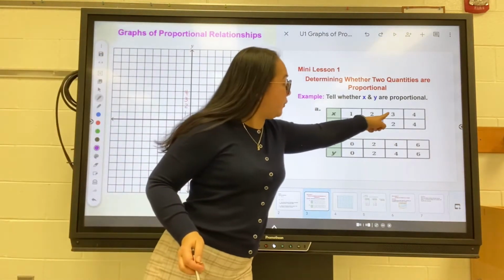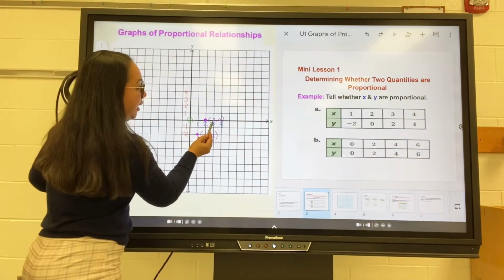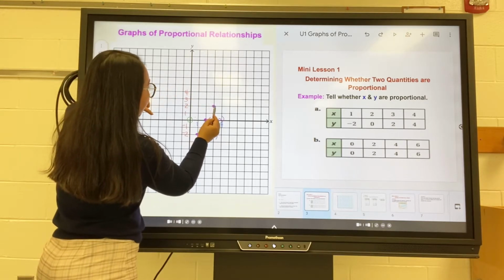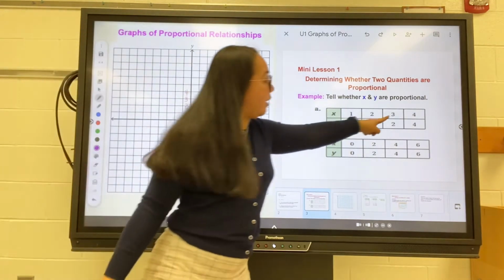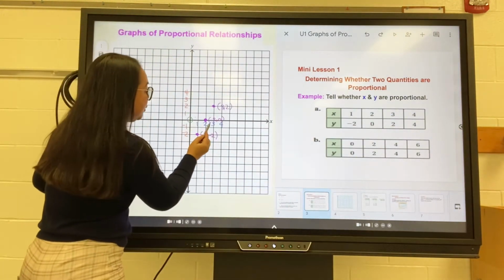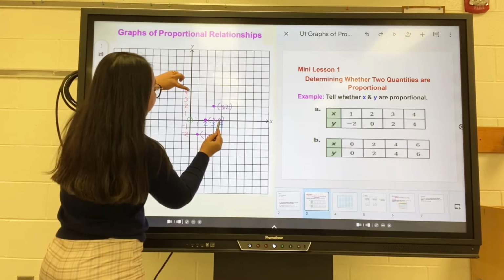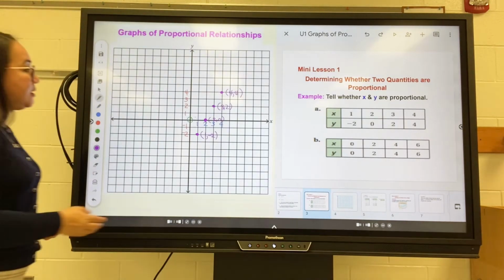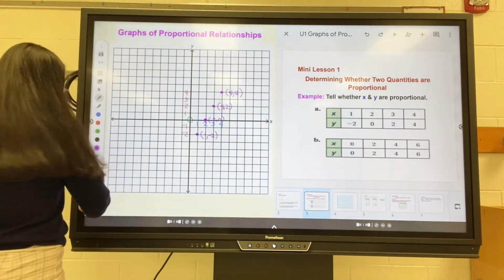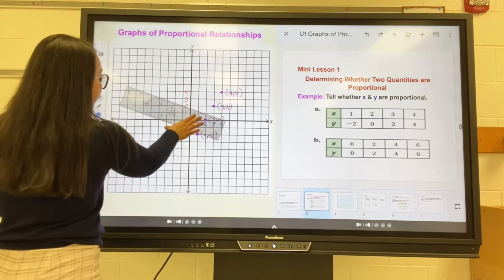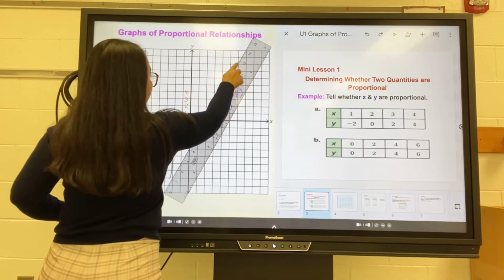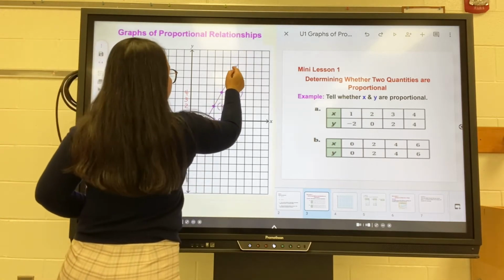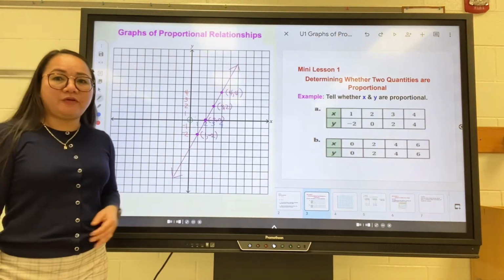Next ordered pair is 3 and 2. So x is 3, so right here. Y is 2, so go up right here. 1, 2, plot the point. The last ordered pair, we have 4 and 4. So we have here 1, 2, 3, 4, and then y-axis is also 4, so that will be right here. Next is connect all the points using a ruler. So we're gonna do this. So this is how the graph looks like.